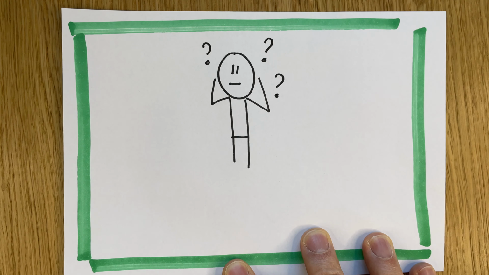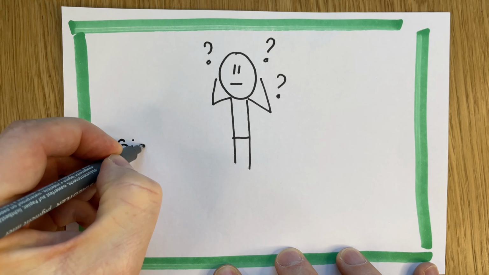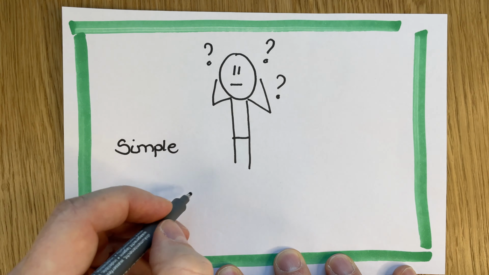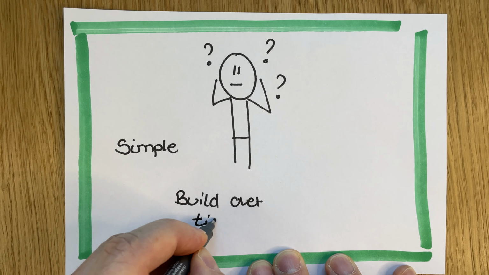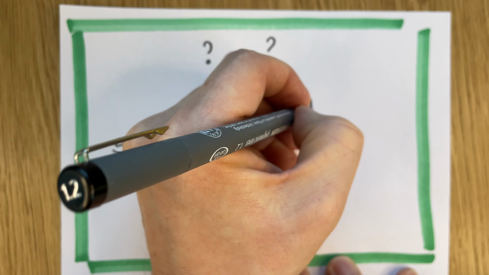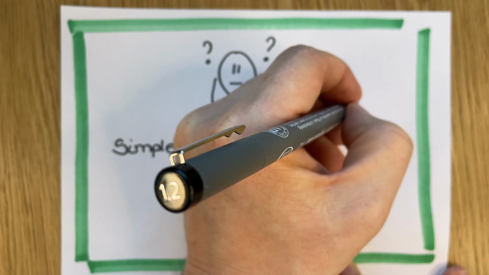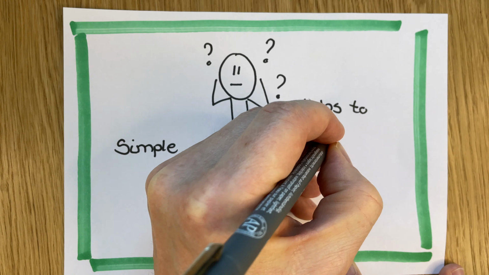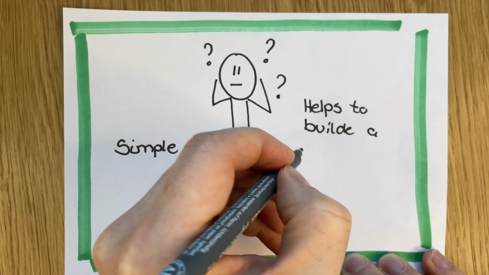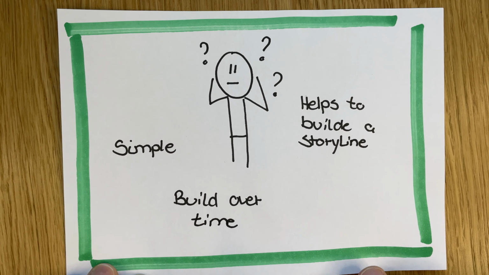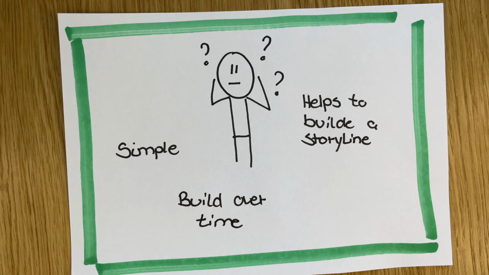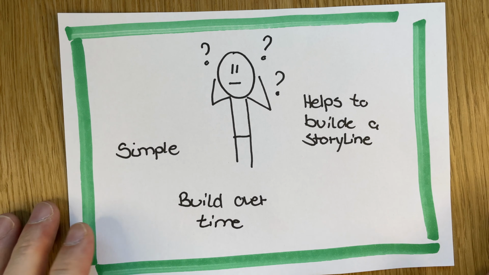I wanted to create something that was simple. It should be easy to find, simple to maintain, and make sure I didn't forget anything. As with all incremental design, I wanted to build it over time, so any learnings could be added. It should also help me to build a storyline. The tool should be flexible and make it visible to me how the flow of the retrospective would look.